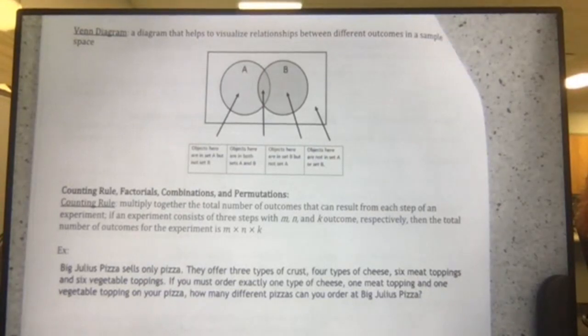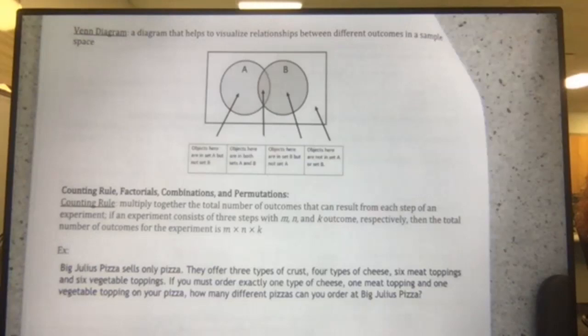For a counting rule, you multiply together the total number of outcomes that can result from each step of the experiment. If an experiment consists of 3 steps, let's call those 3 steps M, N, and K respectively, then the total number of outcomes would be M times N times K. Let's do an example.